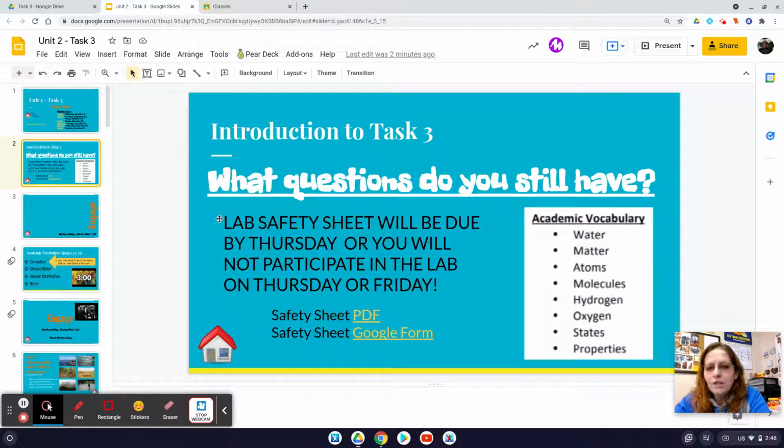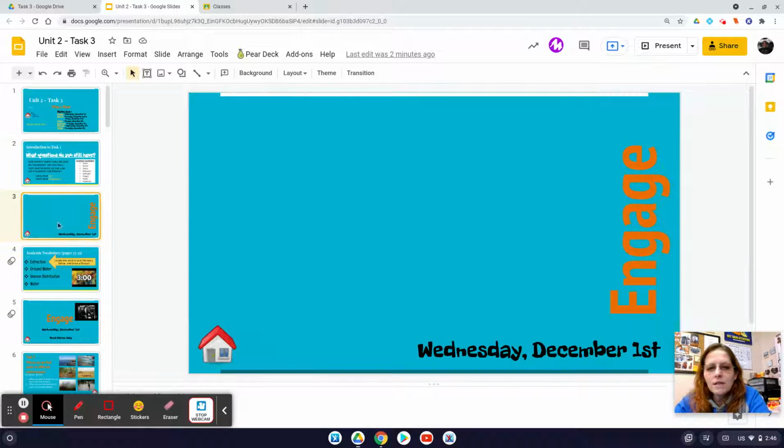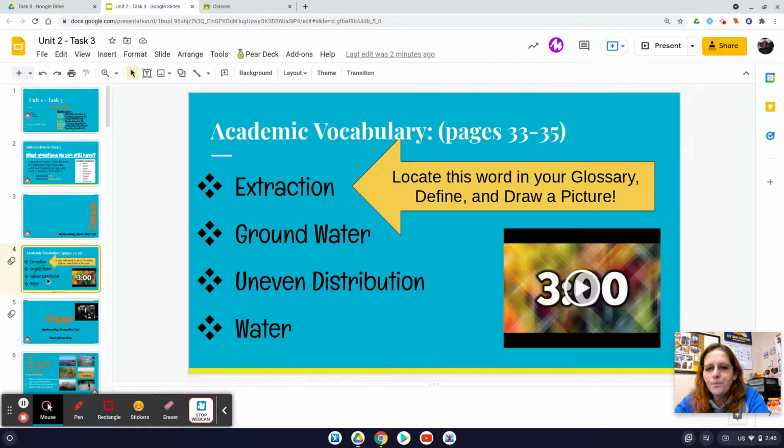Again, the lab safety sheet will be due by Thursday, or you will not be able to participate in the lab. We have a lab part 1, part 2, Thursday and Friday. Again, here's a link to the safety sheet and a link to the Google form if you need that. Otherwise, it's in the classroom as well. I'm creating a slide for my videos just so Ms. Garrett's class can skip that if they need to.